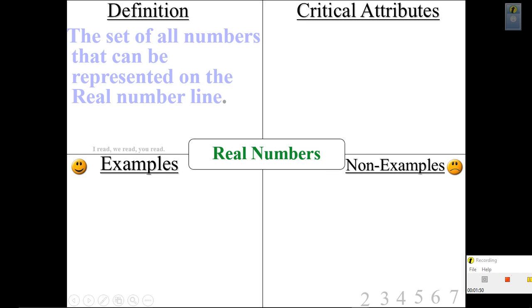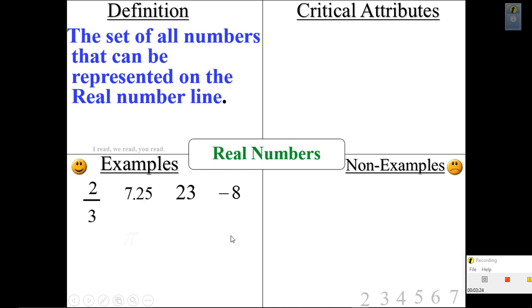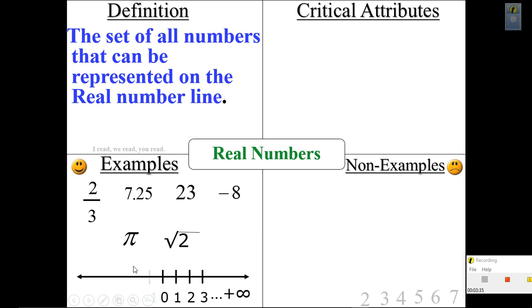Tell your neighbor the definition for real numbers, please. Good. Examples. Write these down: 2/3, 7.25, 23, Michael Jordan, -8, pi, square root of 2. And then last week we had started with the whole numbers, which are the counting numbers, including 0, and then integers, which include the opposites. Okay, copy that.